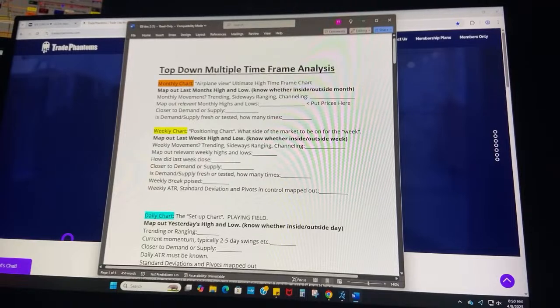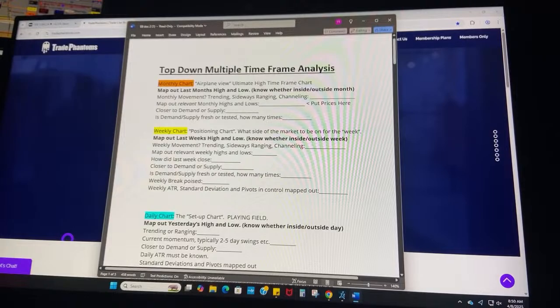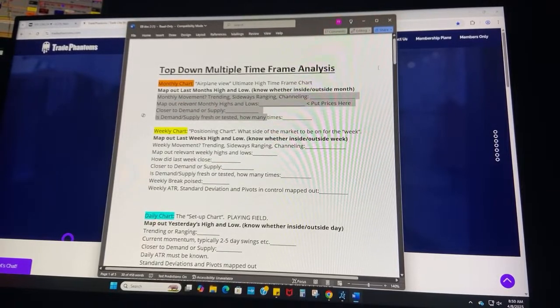So we do, of course, live trade rooms and sessions and things like that. And especially on a Monday prep session, we cover essentially where we are on a macro picture, technical wise. And the key takeaway here is orange. Anything that you see in orange has to do with the monthly time frame. Yellow is going to be weekly, and daily is going to be blue. Okay, map out last month's high, last month's low, and relevant monthly highs and lows, so on and so forth.